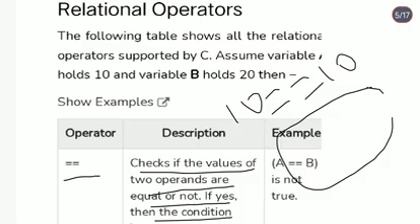And if a is equal to b, but here a is not equal to b, because a is equal to 10 and b is equal to 20, so this will give us no. If a is equal to b, then it will give yes, otherwise no. Okay, so it is simple.